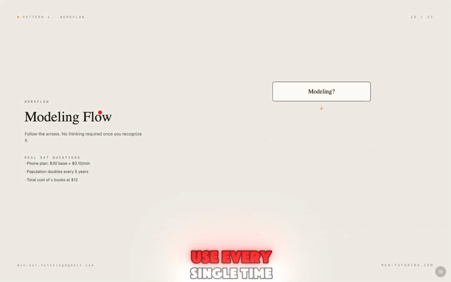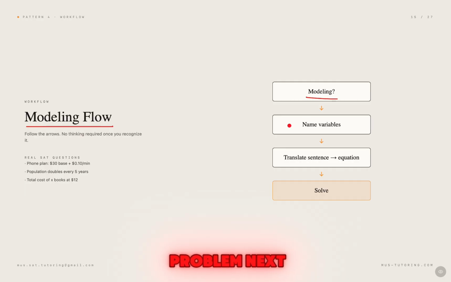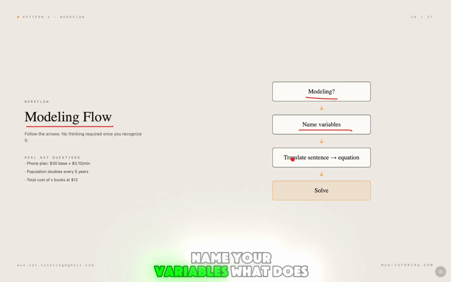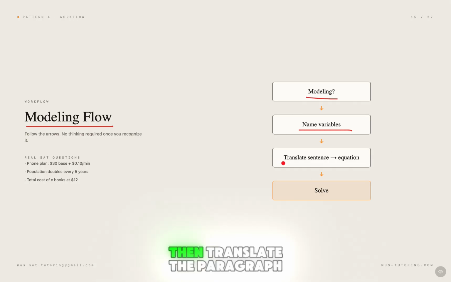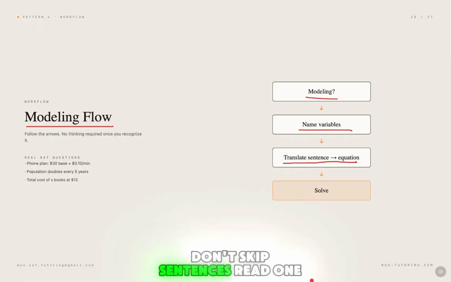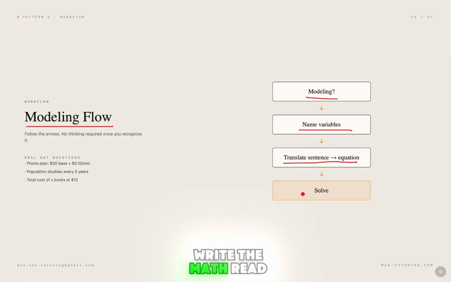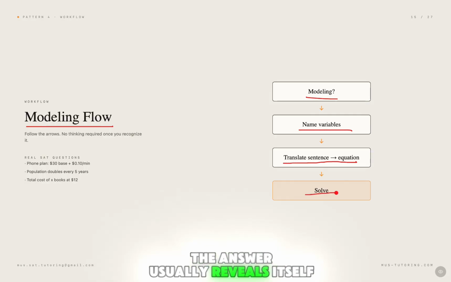Here's the workflow I use every single time. First, recognize it's a modeling problem. Next, name your variables. What does x represent? What does the function represent? Then, translate the paragraph one sentence at a time. Don't skip sentences. Read one, write the math. Read the next, write the math. Once every sentence becomes math, the answer usually reveals itself.